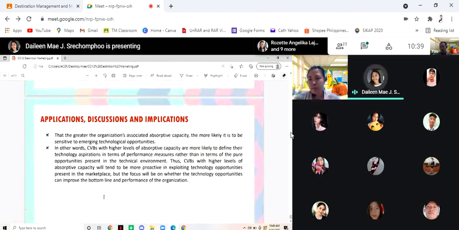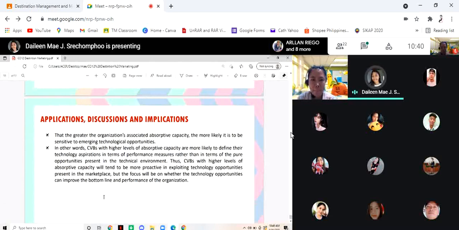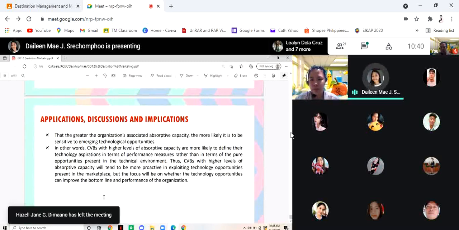In other words, CVBs with a higher level of absorptive capacity are more likely to define their technology aspirations in terms of performance measures rather than in terms of the pure opportunities present in that technical environment. CVBs with higher levels of absorptive capacity will tend to be more proactive in exploiting technology opportunities present in the marketplace, but the focus will be on whether technology opportunities can improve the bottom line and performance of the organization.